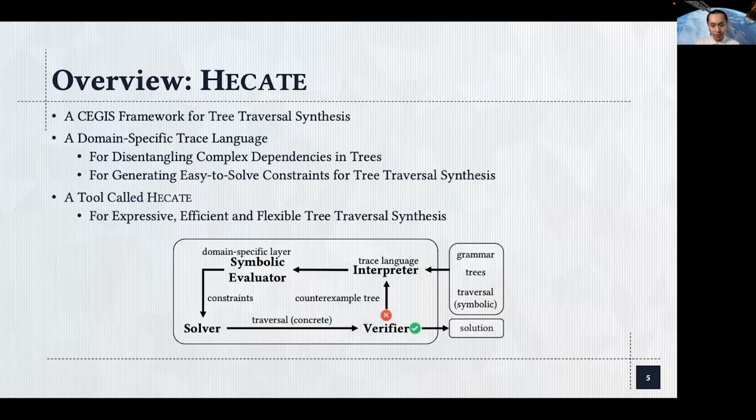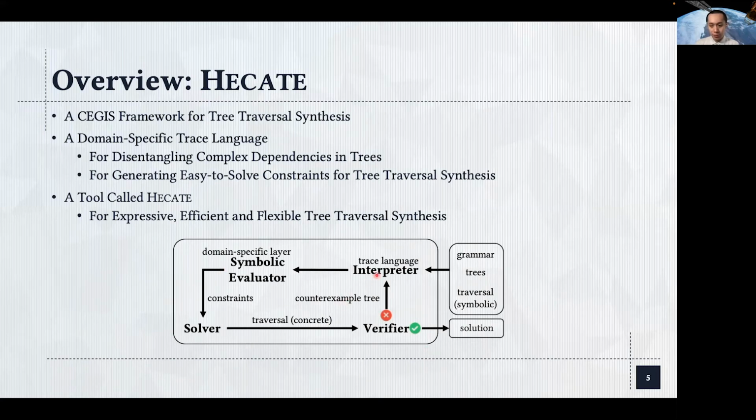So we propose Hecate, a synthesizer that is based on the Sketch framework for tree traversal synthesis. Hecate has incorporated a domain-specific trace language, which makes it easier to disentangle complex dependencies in trees, as well as generate easy-to-solve constraints for tree traversal synthesis by tailoring the constraint system in a domain-specific way, while ensuring correctness. The following figure shows an overview of the whole system.